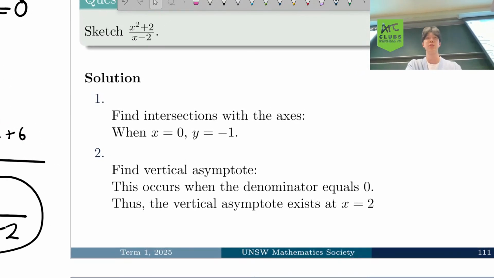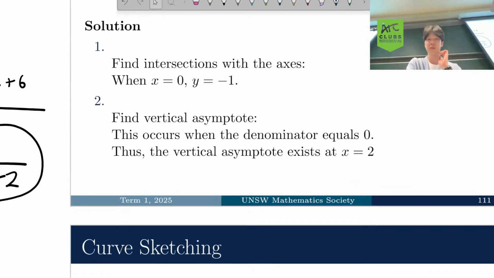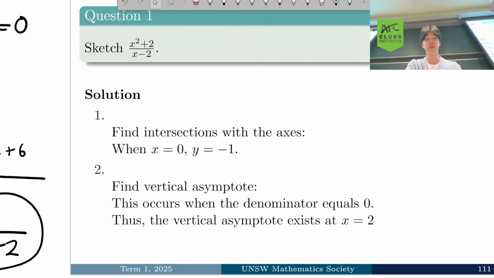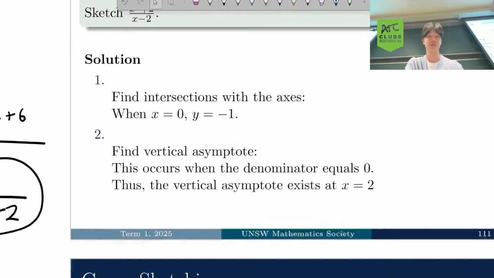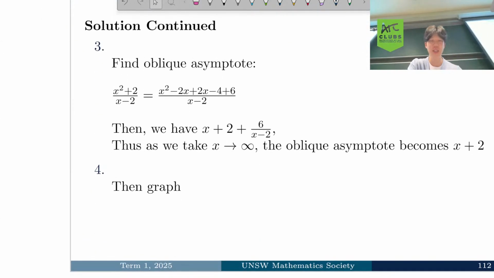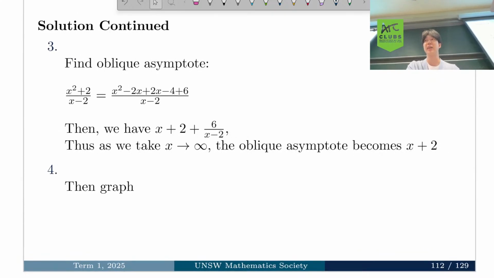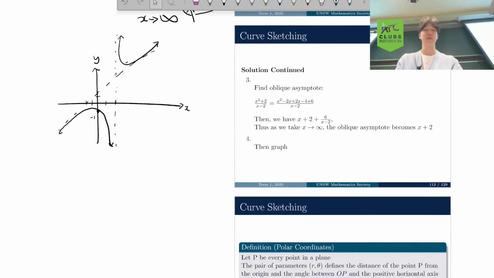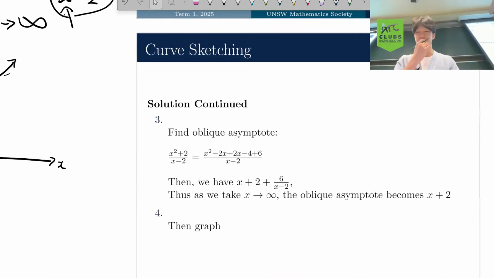So when x is 0, y is -1. We found the vertical asymptote. So this occurs when the denominator equals 0. So x minus 2 equals 0. So x is equal to 2. We found the oblique asymptote by changing it into factors of x minus 2, such that when we take x approaches infinity, the oblique asymptote, or what we just have remaining, is x plus 2. And then we know roughly how the graph looks. Do you have any questions?